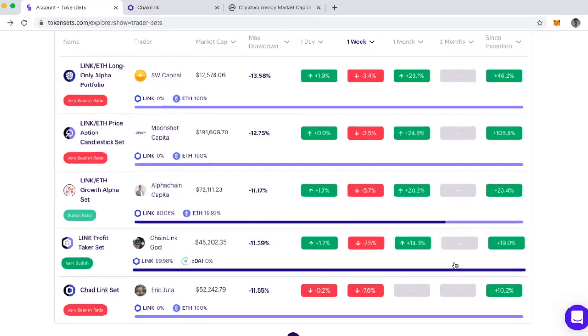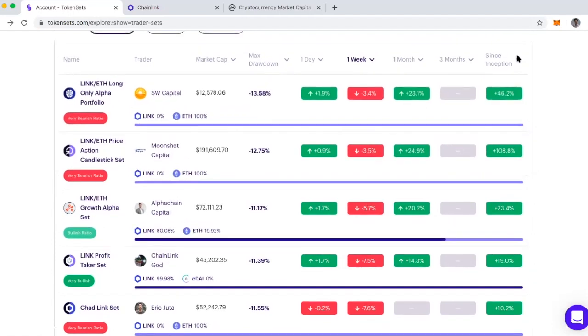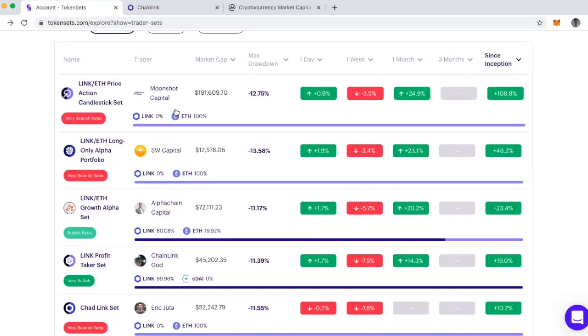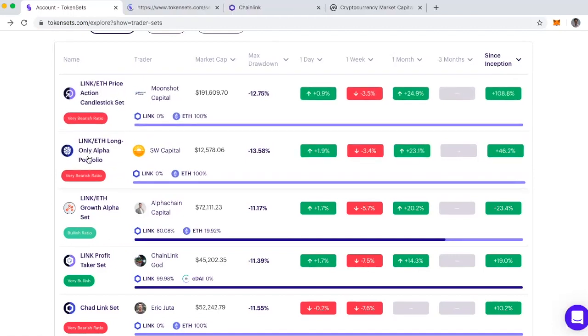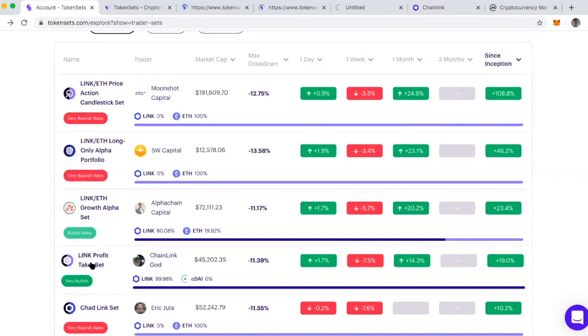And then you notice actually all of these are less than 3 months old. So this is going to be a little bit difficult. We're going to have to just look at the 1 month time frame. The other thing we could look at here is since inception. Although these haven't been around for 3 months, there's a chance that some of them have been around for nearly 3 months. So we'll figure that out. So first off, let's go ahead and take a quick look at each of these different sets.